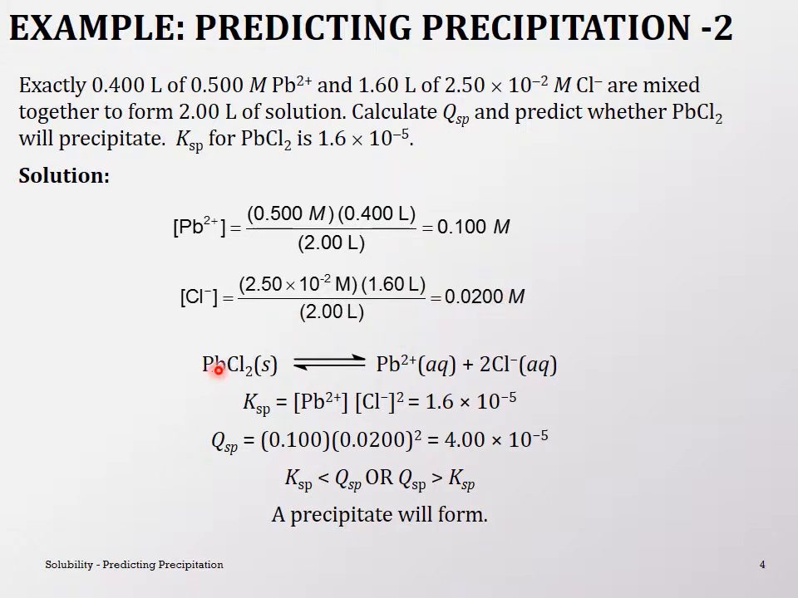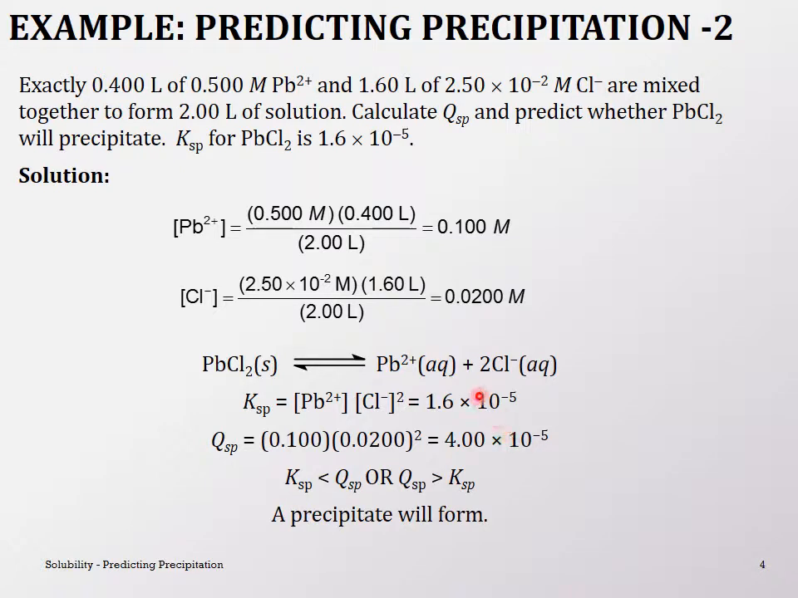So now your lead chloride is lead 2 plus and then the 2 chloride ions. And so for the KSP, which is lead 2 plus and chloride ions squared, is equal to 1.6 times 10 to the negative 5. That is the KSP, but you are calculating the QSP. The lead ions that you have in the solution are 0.1 and the chloride ions are 0.02, but you're going to square that because you have two of the ions. That's what the KSP equation is. And this is equal to 4.0 times 10 to the power of negative 5.